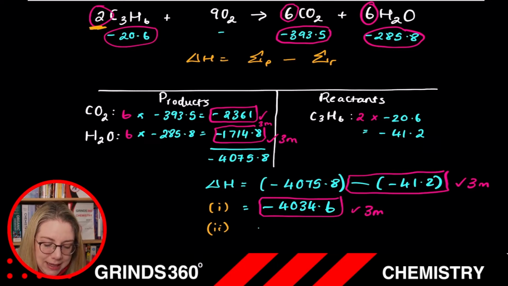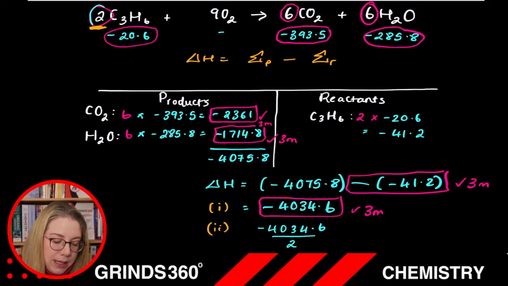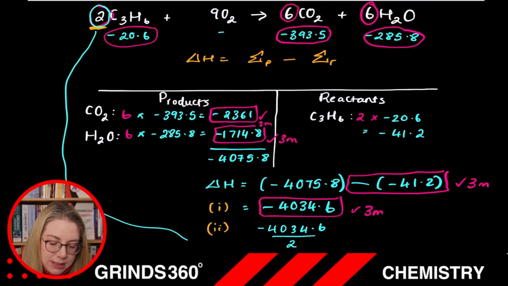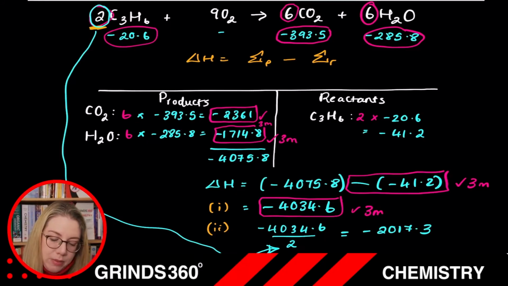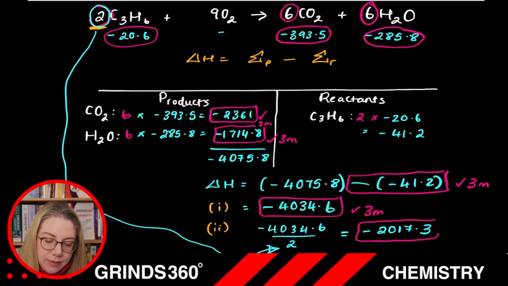You need to take the minus 4034.6 and divide by the number in front of the propene. So we take this number in front, bring it down here, and divide by that number. That's going to be minus 2017.3 kilojoules. And that will be my next 3 marks. I have a funny feeling I wrote that as plus 20.6 when I was doing the previous class, but anyway.